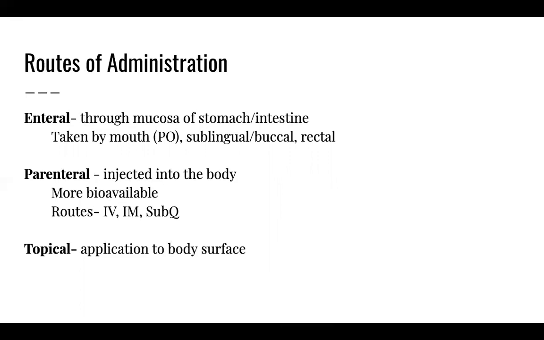So our enteral route is anywhere that's going through our GI tract. These are things taken by mouth, sublingual or buccal, and rectal. Parenteral is injected into the body. So a needle is involved here. So it could be IV, through your muscle, through your fat. And then topical is applied to the body surface. This may be a cream, an inhaler, a suppository.